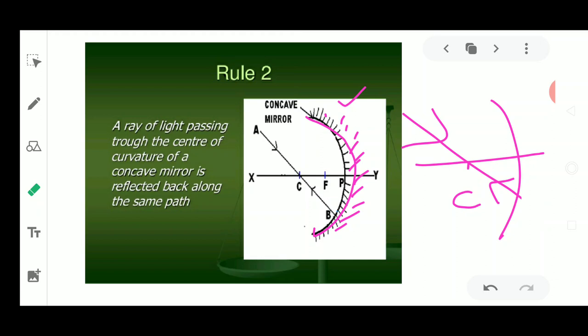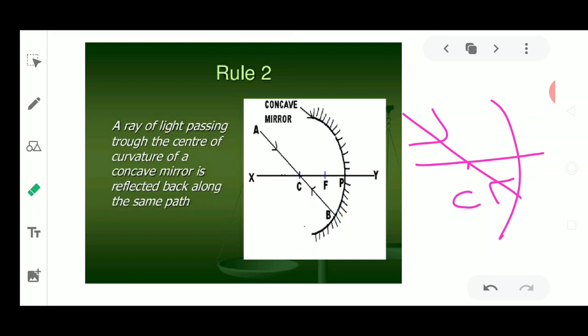So this is how the second rule is applied in a concave mirror, where a ray of light passing through the center of curvature is always reflected back along the same path, and all the other abbreviations written here, the short forms, are always common.